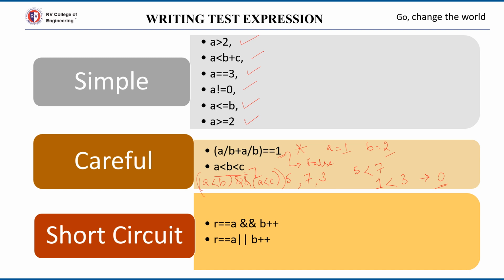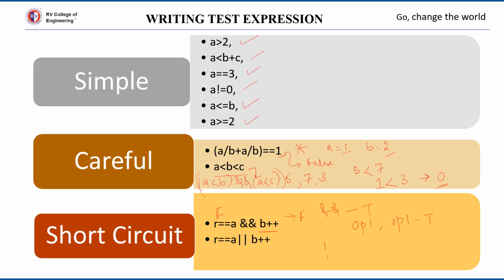Now you have something called short circuit execution of AND and OR operations. In case of the logical AND operator, this results in true only when both the operands are true. In all other cases, it results in false. So if the first operand is false, the second operand is never evaluated. The result is straight away false.